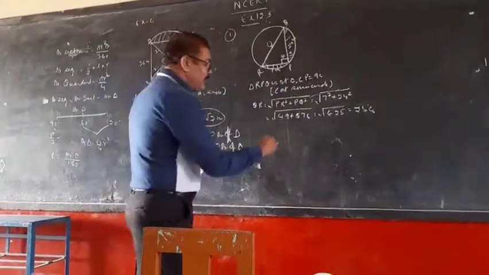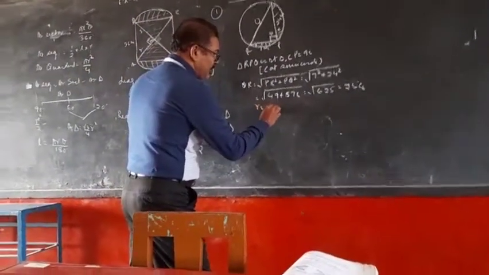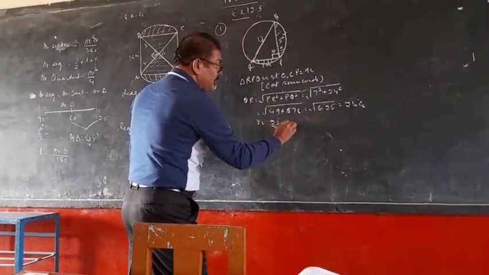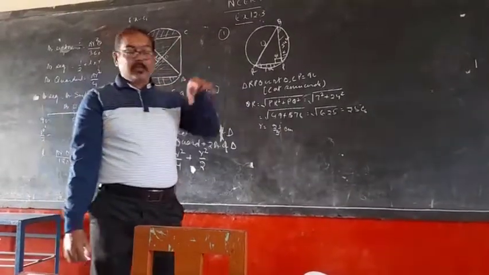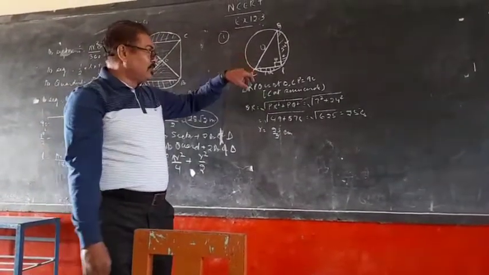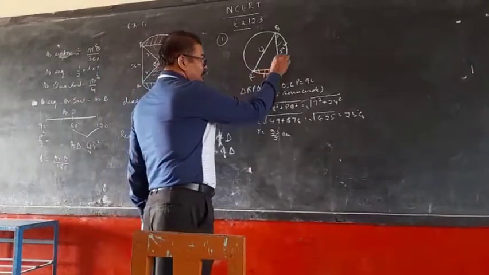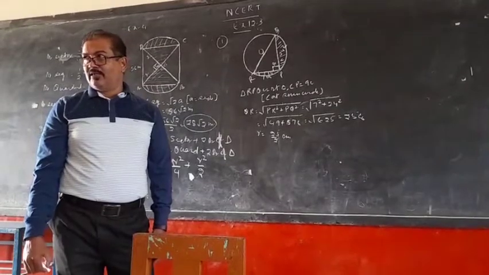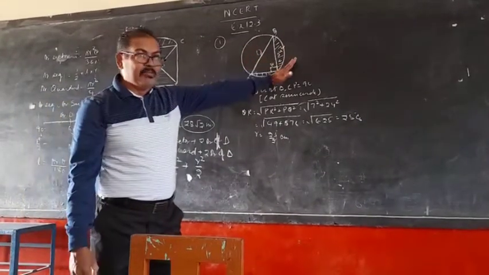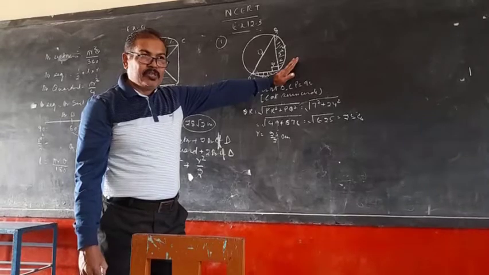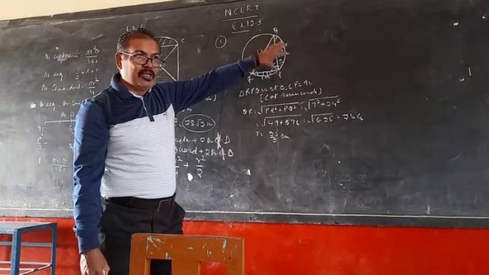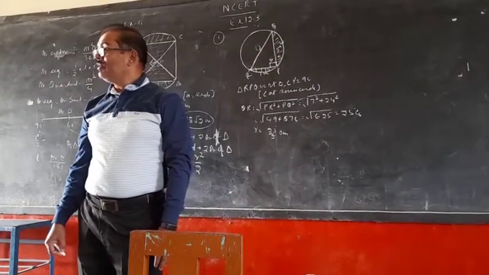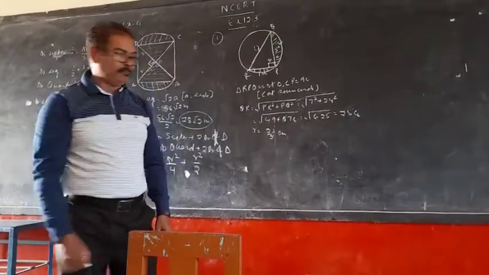So in this case, what will be the radius? Half of this diameter, because this diameter is 25, so the radius is 12.5 centimeter. Now, how will you find the area of the shaded region? This region is semicircle. Then we will subtract the area of triangle from area of semicircle. Then we are in the condition to find the area of the shaded region.